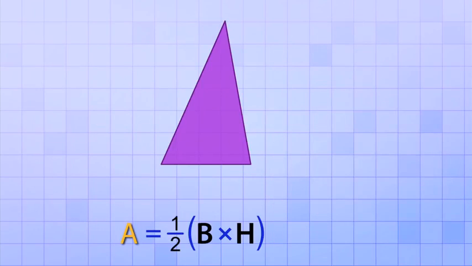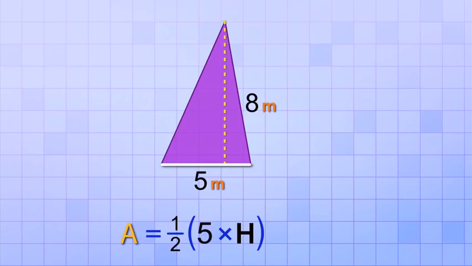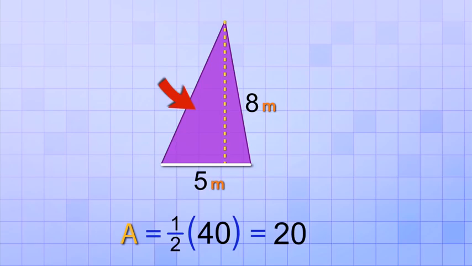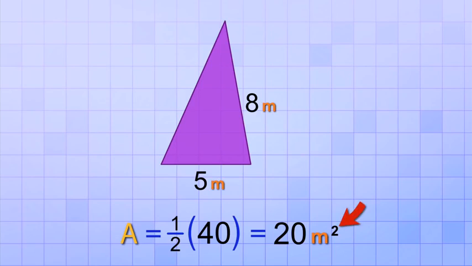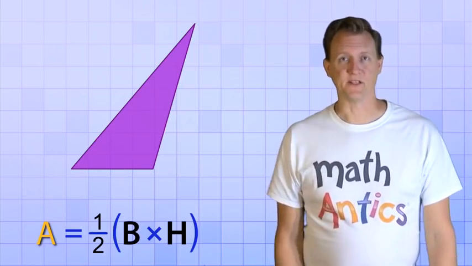Our diagram shows that the base of this acute triangle is 5 meters and its height is 8 meters. So we plug those values into our formula for area and we get area equals 1/2 of 5 times 8. 5 times 8 is 40 and 1/2 of 40 is 20. So the area of this triangle is 20 meters squared. Don't forget that the units of measurement for area will always be square units. Okay, that was pretty simple.